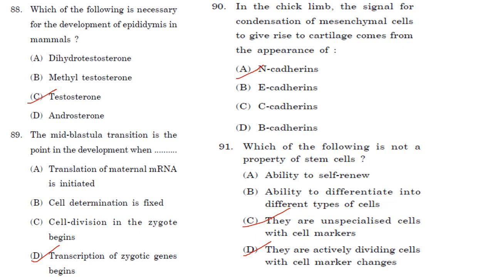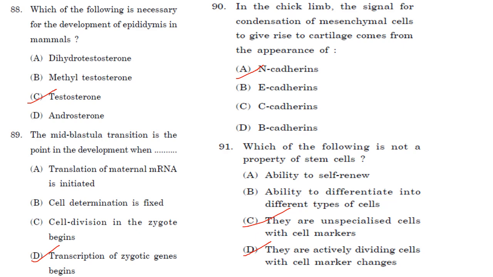Then, all these are direct questions. The mid-blastula transition is the point in the development when transcription of zygotic genes begins. Answer is option D. In the chick limb, the signal for condensation of mesenchymal cells to give rise to cartilage comes from the appearance of N cadherins. Answer is option A.